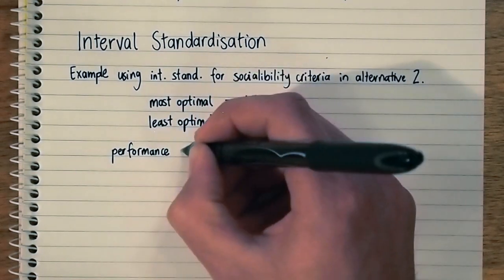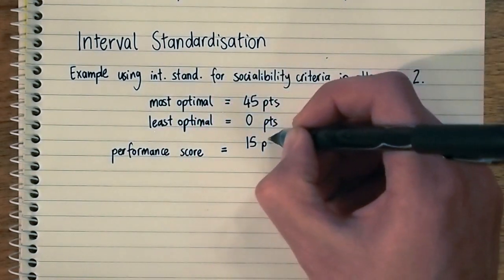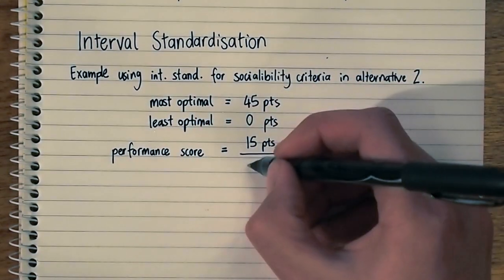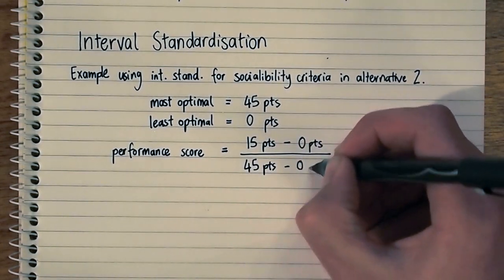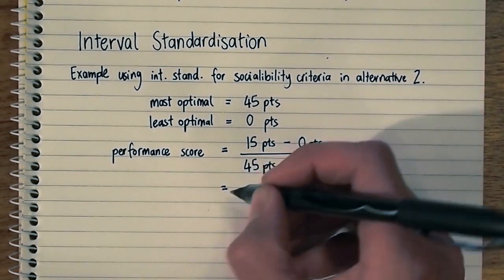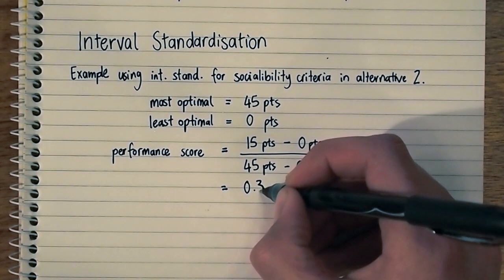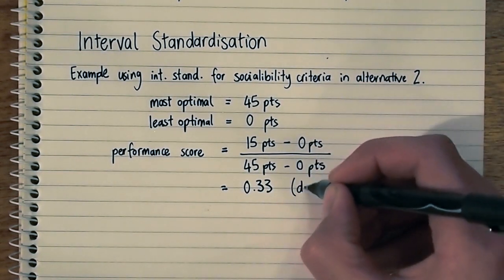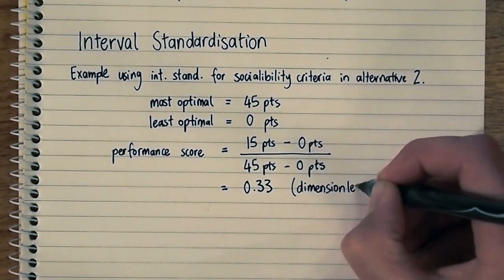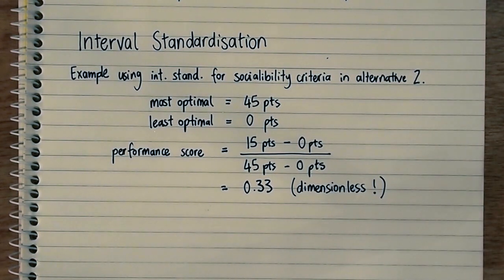Here, the difference between each performance score and the set's least optimal score is divided by the difference between the most optimal score and the least optimal score. Care must be taken to consider the signs of the set. This will give him a new set of performance scores that retain their relative strengths but are dimensionless and can therefore be added together.